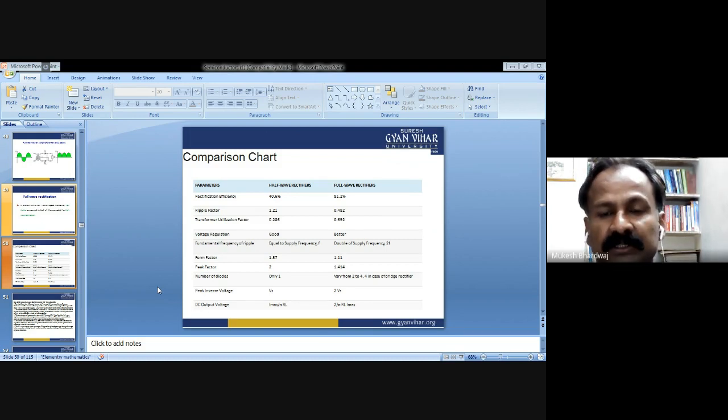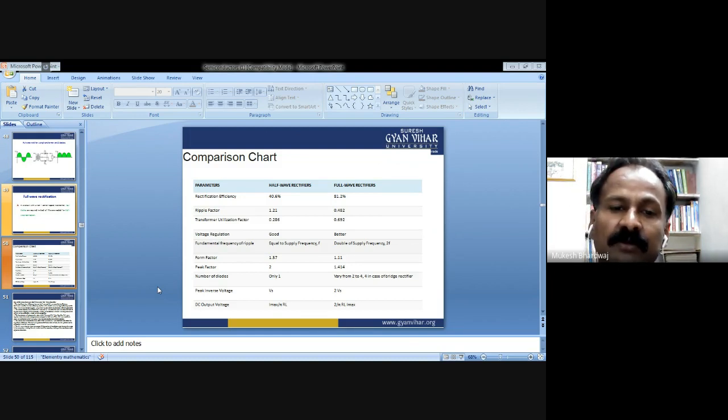Number of diodes. In half wave rectifier, we use only one diode. In full wave rectifier, two diodes are used, but the full wave bridge rectifier, a specific name given to the full wave rectifier, also known as full bridge rectifier, which we will discuss later on, uses 4 diodes without center tapping.